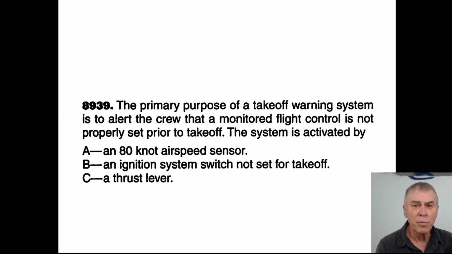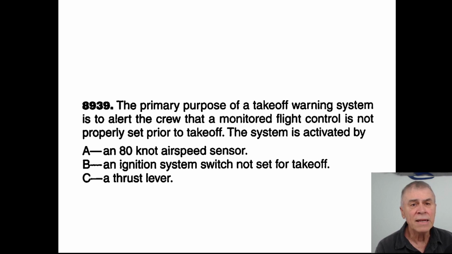The primary purpose of a takeoff warning system is to alert the crew that a monitored flight control is not properly set prior to takeoff. The system is activated by, and it gives you a few different options. Our eyes automatically go to the thrust lever, because if you give full thrust, it means you want to take off.